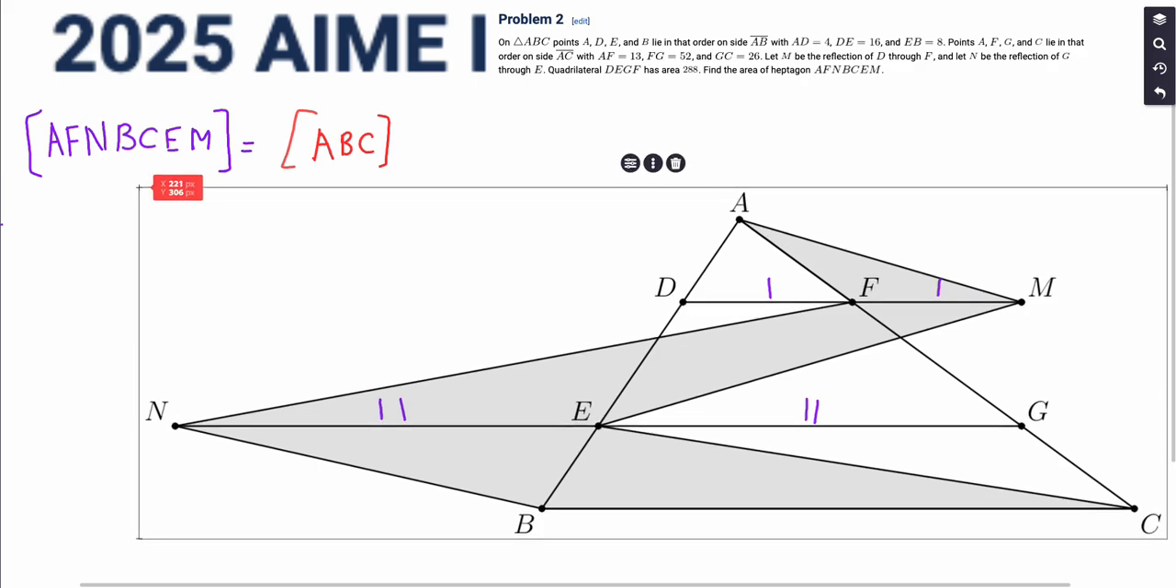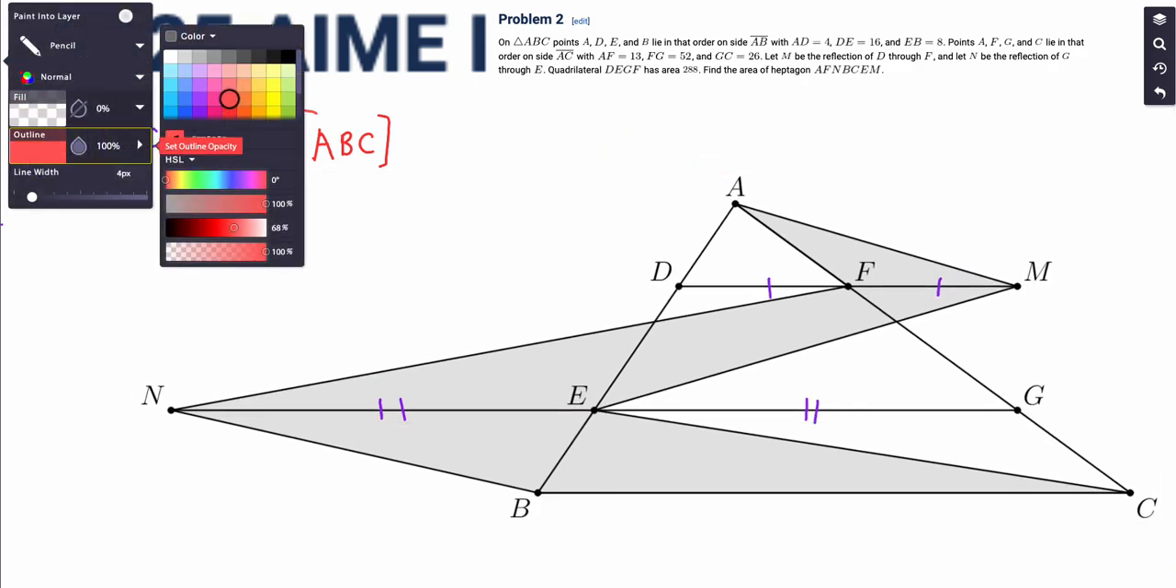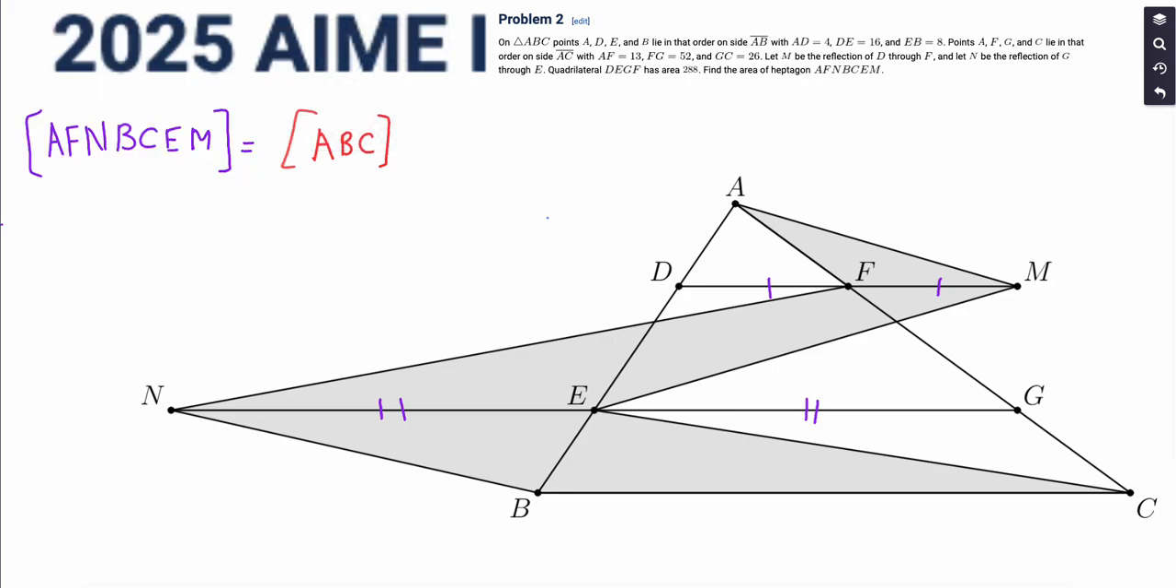All right. And so back to this diagram now. What we can go ahead and do is try and find some lengths to work with. So we're already given a bunch of lengths, so let's go ahead and write them down. So AD equals 4, DE equals 16, and EB equals 8. We'll do the same for this side. We have 13, 52, and 26.